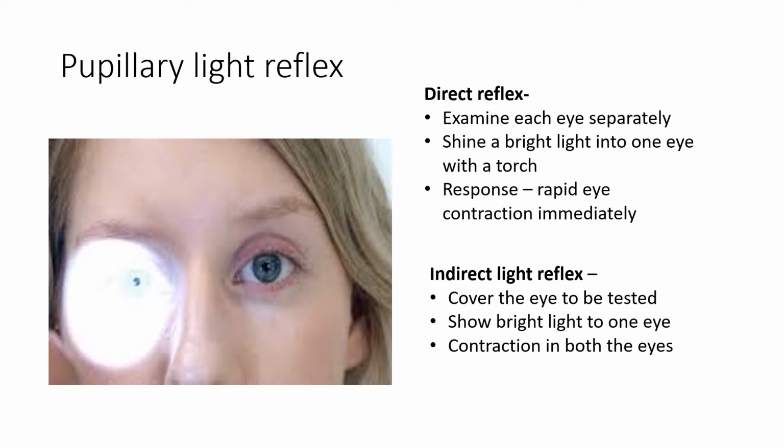Next is the pupillary light reflex, which is of two types, direct reflex and indirect reflex. In both conditions you have to examine each eye separately. In the direct reflex, when you shine a bright light into one eye with a torch, the response is rapid eye blinking with contraction of the pupil. This is the direct reflex. When we shine a light in one eye, there is also closure of the other eye, with contraction in both eyes. So there will obviously be the direct reflex, but the response in the other eye is the indirect light reflex.